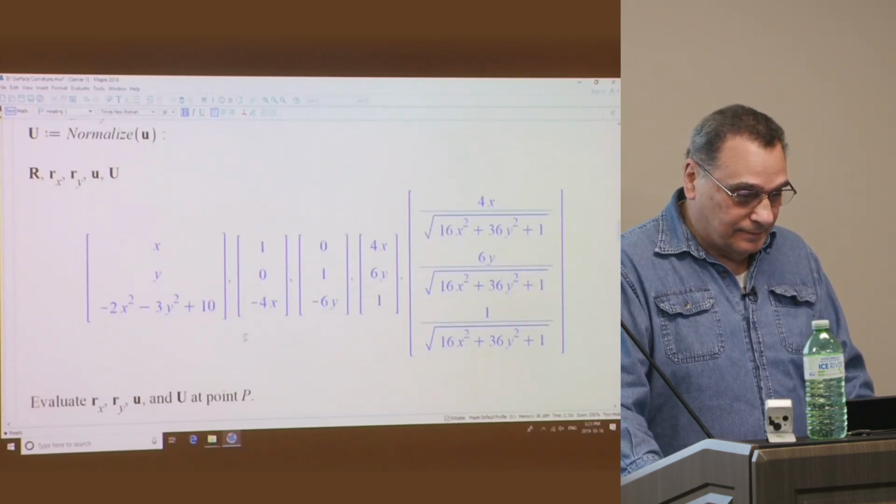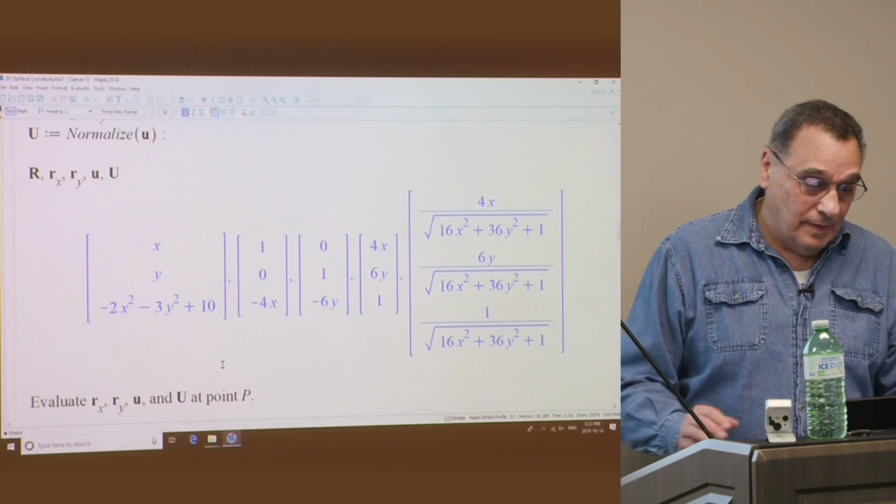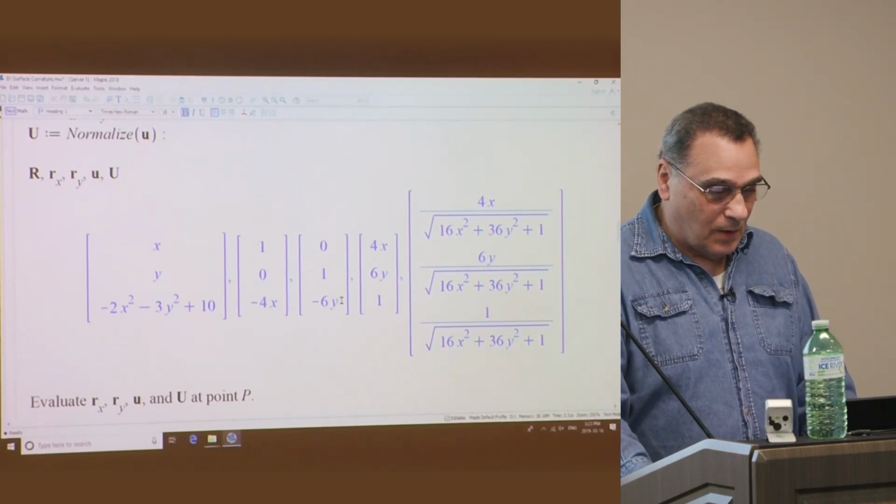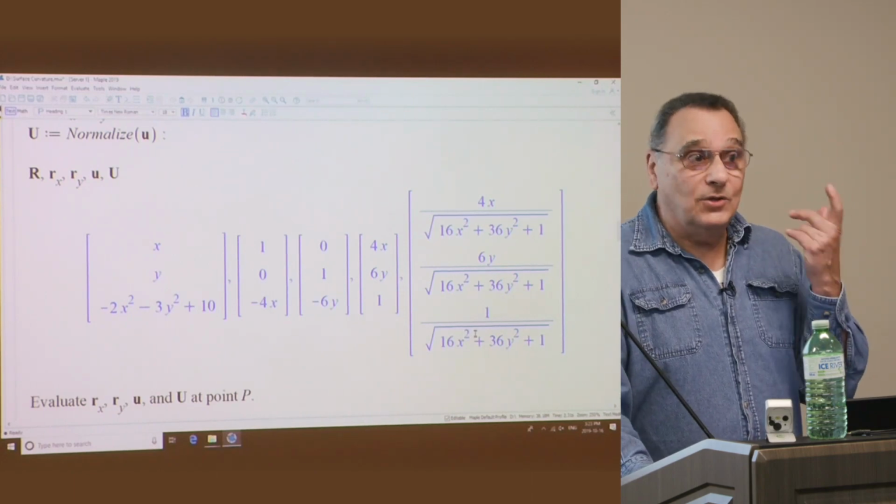And here are the vectors. This is what they look like. So you have your surface, Rx, Ry, normal, and the unit normal.